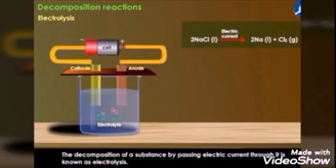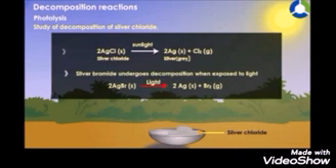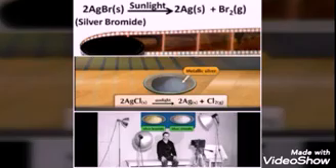The third type of decomposition is photochemical decomposition, where the reactants undergo decomposition with the help of light. When white color silver chloride, AgCl, is kept under sunlight, it decomposes to form grayish white silver along with yellowish green chlorine. When pale yellow colored silver bromide, AgBr, is kept under light, it decomposes to form grayish white silver along with reddish brown bromine.